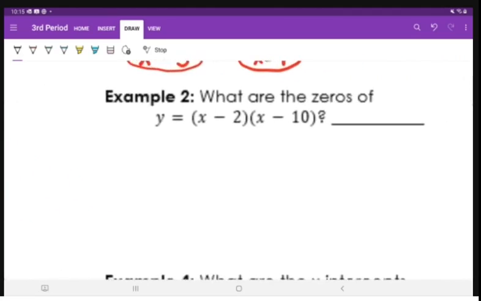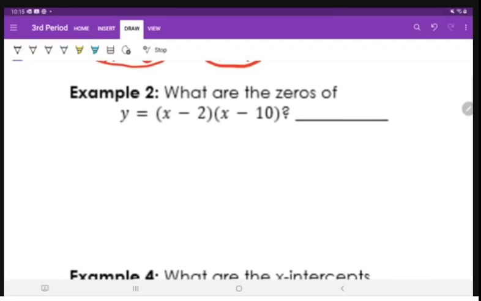In example 2, we have a different problem this time. We want to know what are the zeros of this factored quadratic. Now, zeros means the same thing as roots. So all we're going to do is put a 0 in for y, which means we can use this trick.